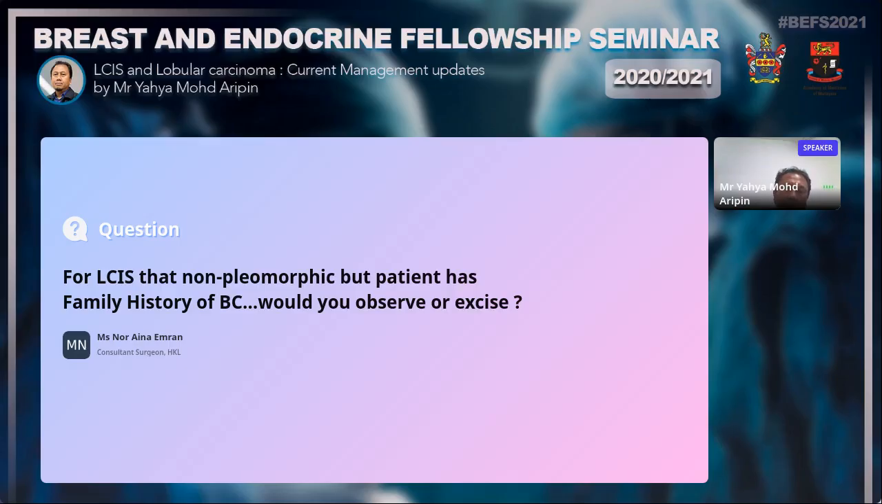Active surveillance, okay? And by now, you should consider chemoprevention for this patient. With that, we hope we can prevent the patient from getting invasive cancer, and if the patient develops invasive cancer, we can detect it early.